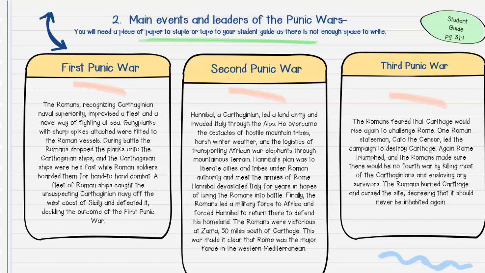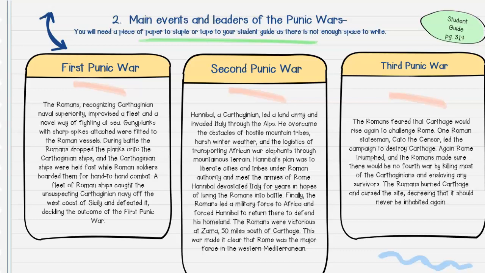So there were 3 Punic Wars, the First Punic War, the Second Punic War, and the Third Punic War. In the First Punic War, the Romans, recognizing Carthaginian naval superiority, meaning that they were better and stronger, improvised a fleet and a novel way of fighting at sea. Gangplanks with sharp spikes attached were fitted to the Roman vessels. During battle, the Romans dropped the planks onto the Carthaginian ships, and those ships were held fast while Roman soldiers boarded them for hand-to-hand combat.